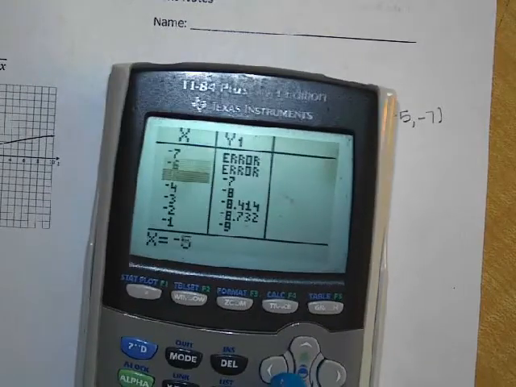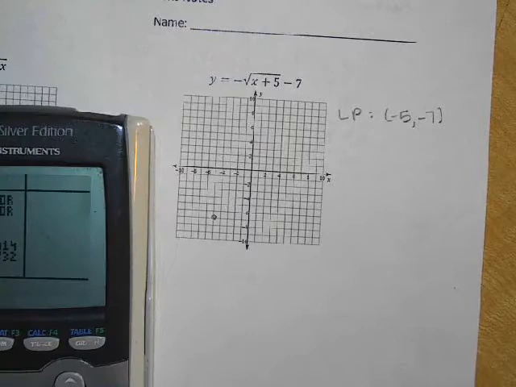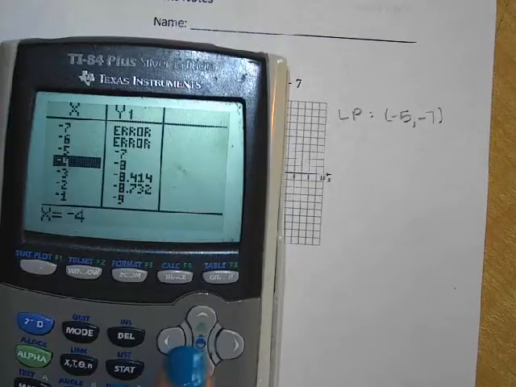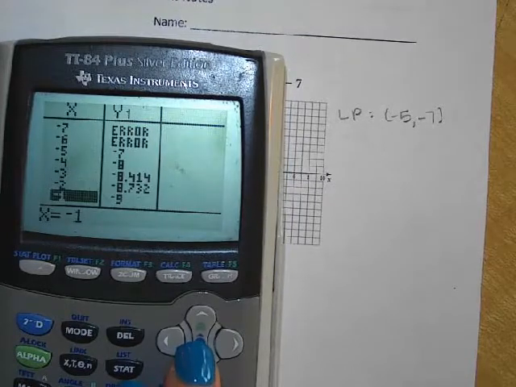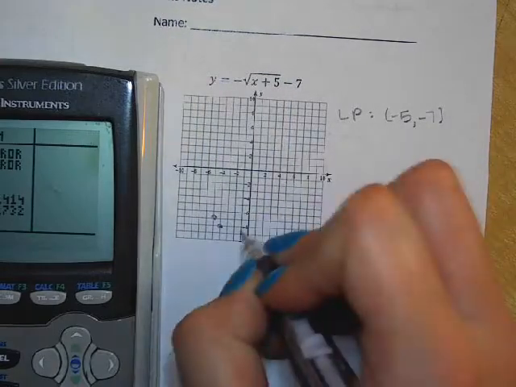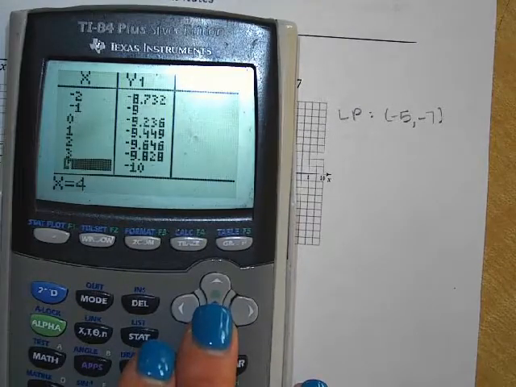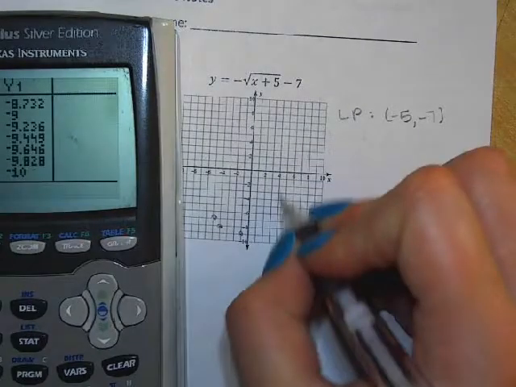So I've got -5, -7, -4, -8. And then I'm gonna skip a few because they're decimals. And then I have -1, -9. And then skip some because they're decimals, and then 4, -10.